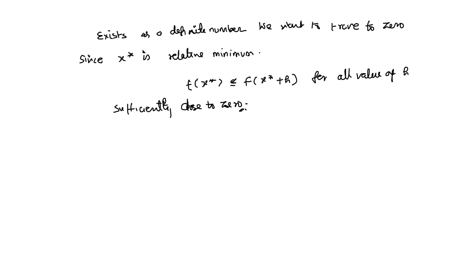Close to 0. So if f(x star) is less than or equal to f(x star plus h), we can write (f(x star plus h) minus f(x star)) upon h. That means this value is greater than or equal to 0. If h is greater than 0, that means if h is positive, then the value of (f(x star plus h) minus f(x star)) upon h is greater than 0.